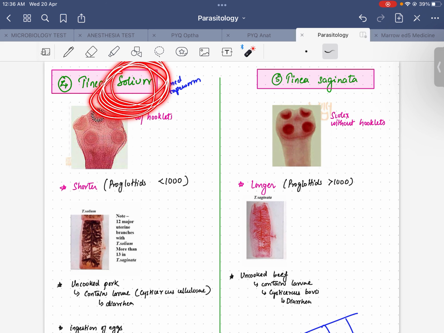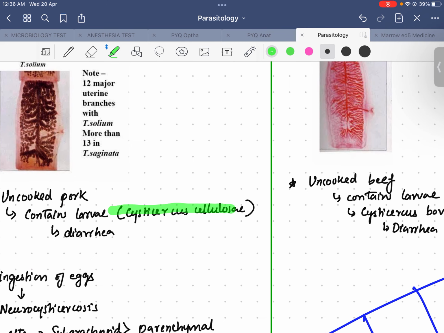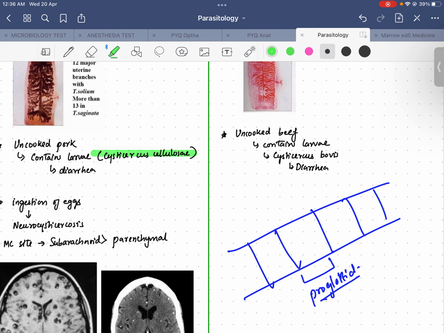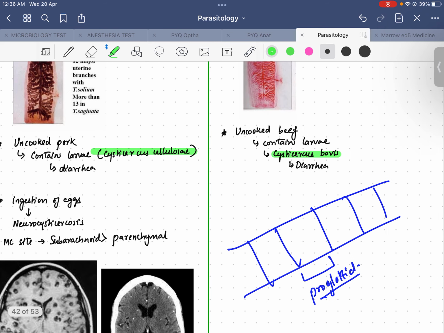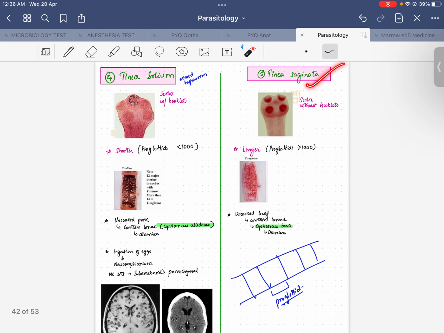It is pig, right? So the uncooked pork will contain the larva, which is called Cysticercus cellulosae. Remember the name of the larva. The larva is called Cysticercus cellulosae for solium. And the larva is called Cysticercus bovis for saginata. So by uncooked beef you can get saginata. By uncooked pork you can get solium. Cysticercus cellulosae is for solium, Cysticercus bovis is for saginata.